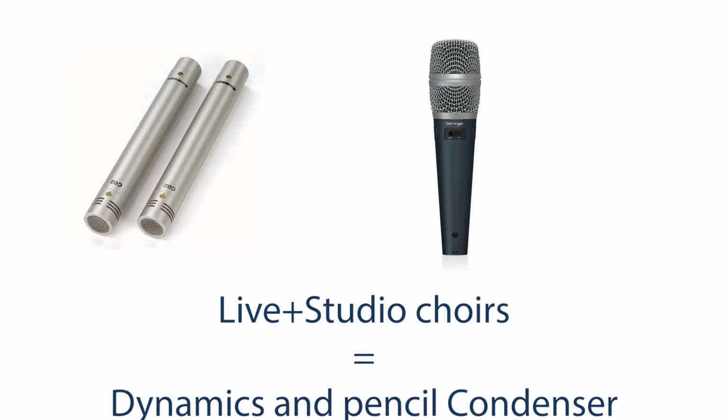Last but not least, for live and studio choirs, a nice combination to have would be dynamic and condenser microphones. However, the condensers need to be treated with extreme caution, once again to avoid feedback. Having microphones on the left of the choir, on the right of the choir, as well as on the center of the choir will be great, as it will give a nice overall sound of the lows and the highs and the main performers in the choir.